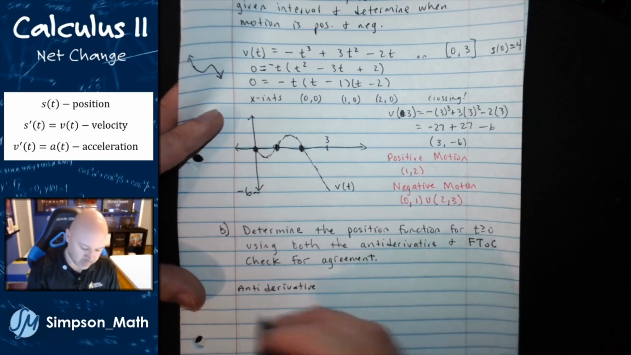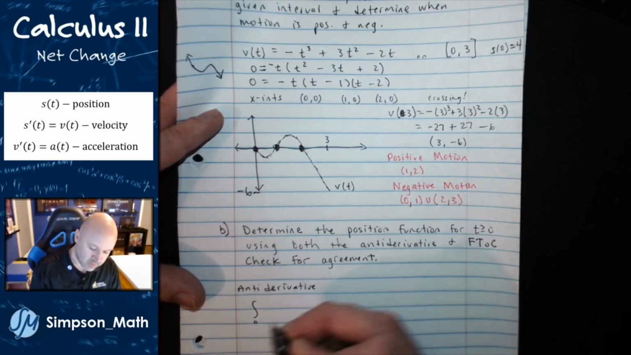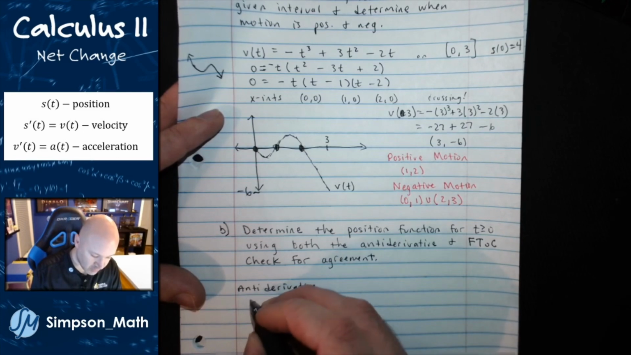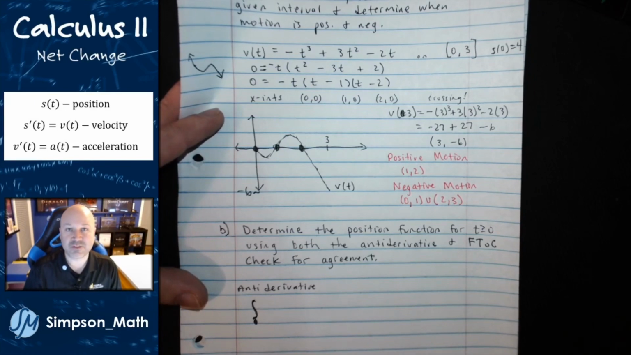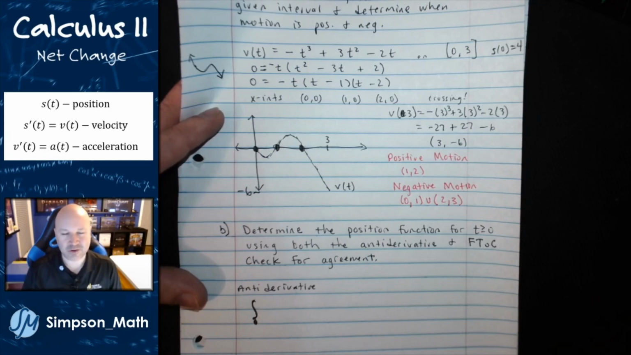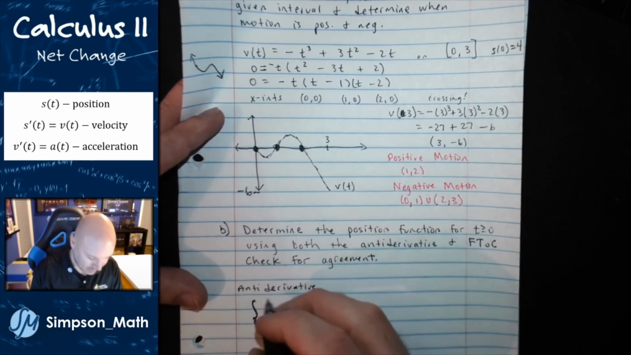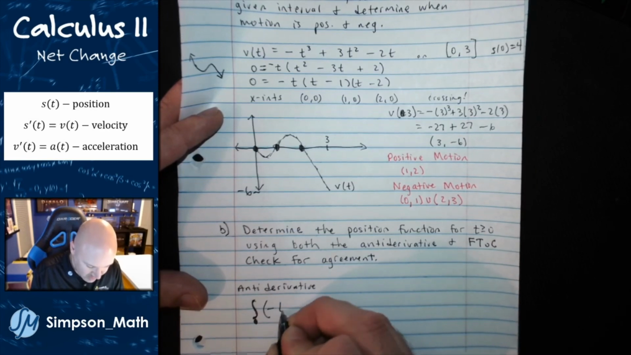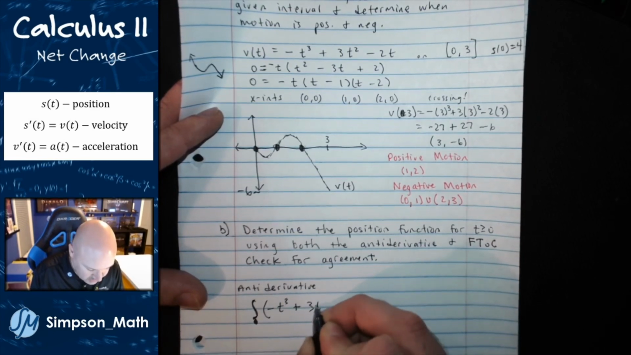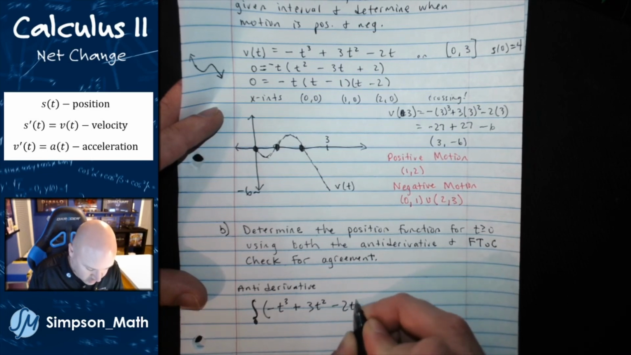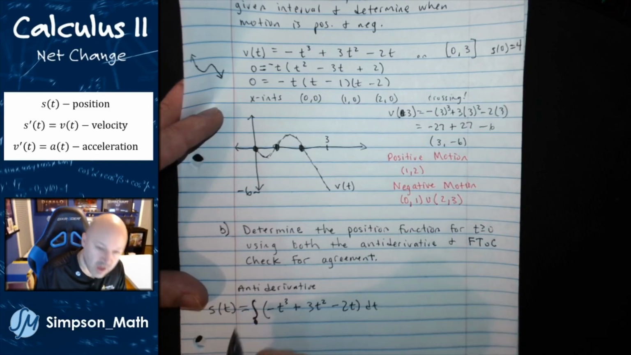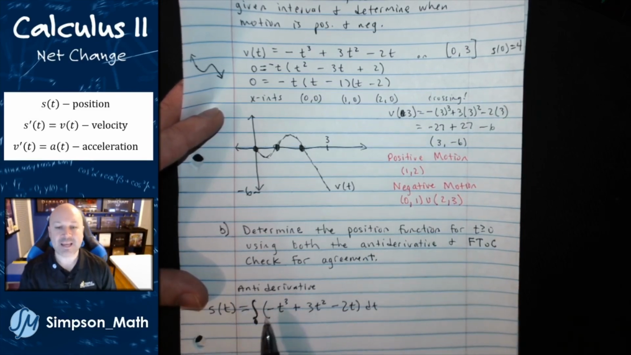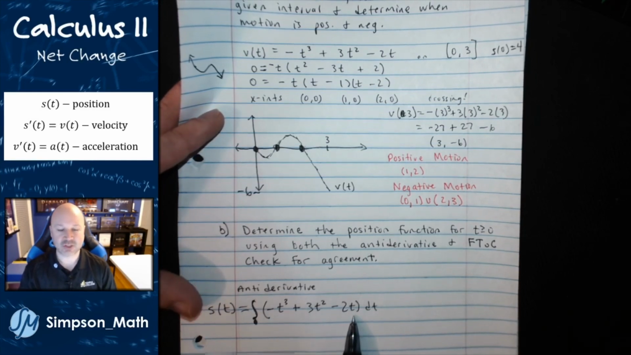You already know how to set this up. We are integrating from 0 to 3. Actually, no, I'm just integrating. I'm just trying to find the position function. It does say for any t value. So I'm just finding the position function, not over an interval. So I'm integrating my velocity function, negative t cubed plus 3t squared minus 2t with respect to t. This is going to give me s of t, the position function.